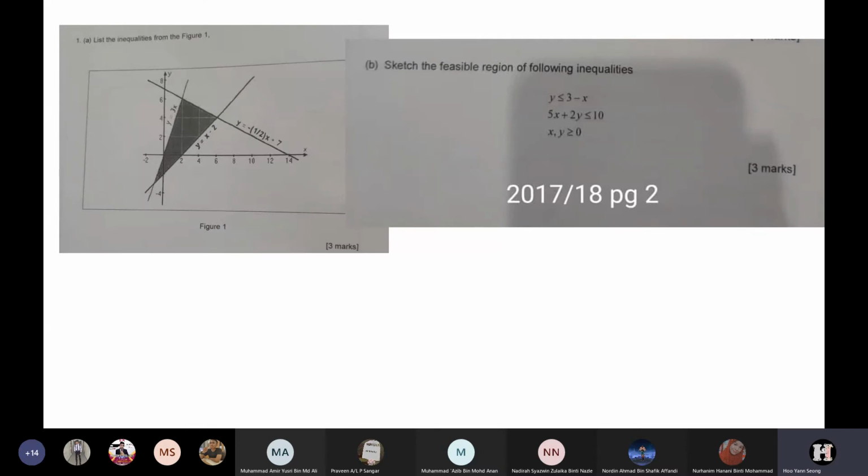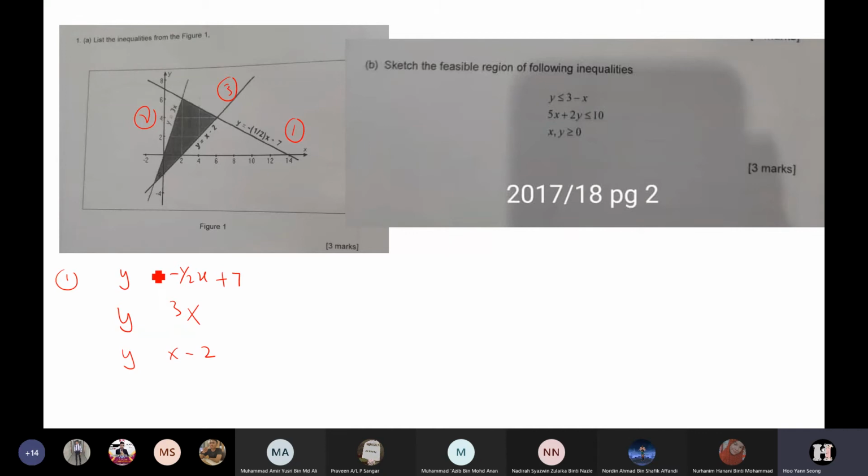The first one is list the inequality from the figure number 1. Again, this one memang sangat baik hati. So this is the question. Okay, this is equation 1, this is 2, this is 3. Number 1 is y negative half x plus 7. Second one is y 3x. Number 3 is y x minus 2.